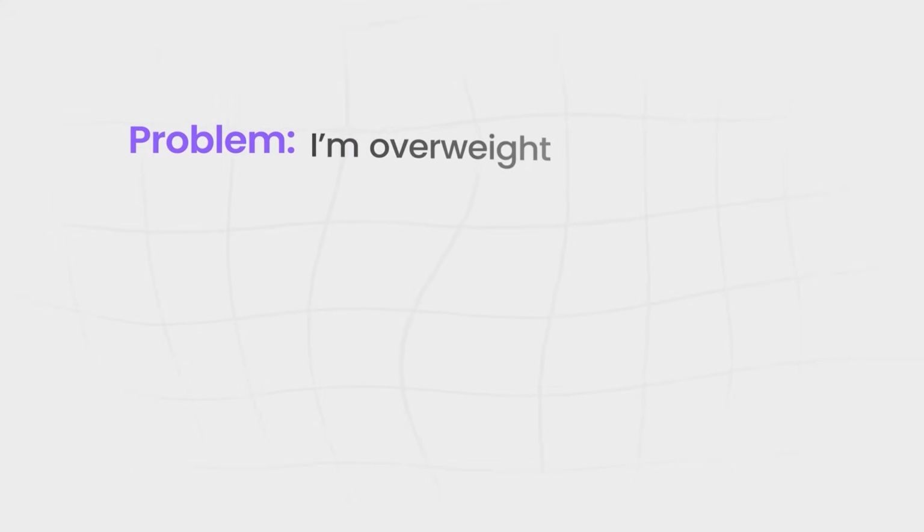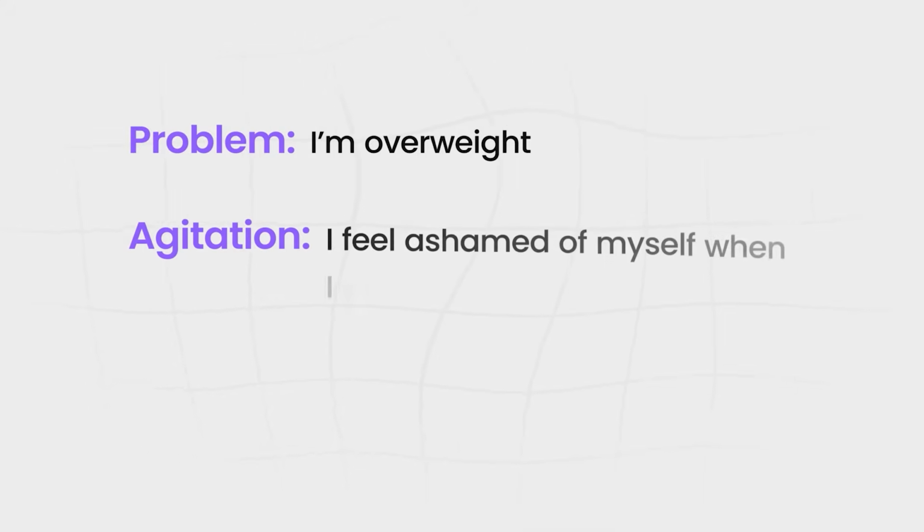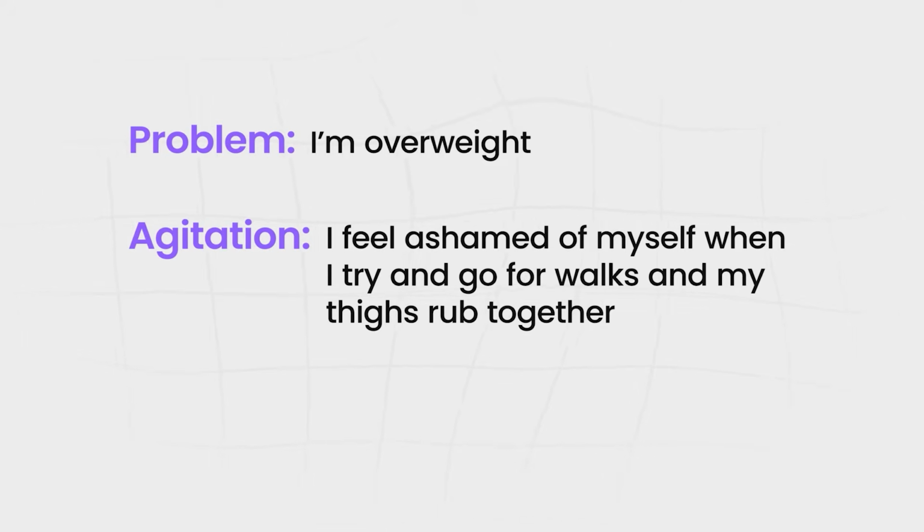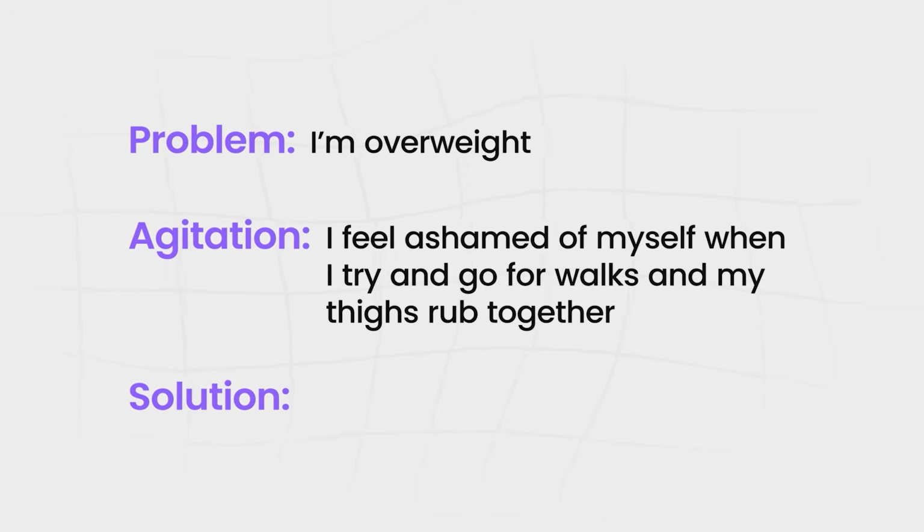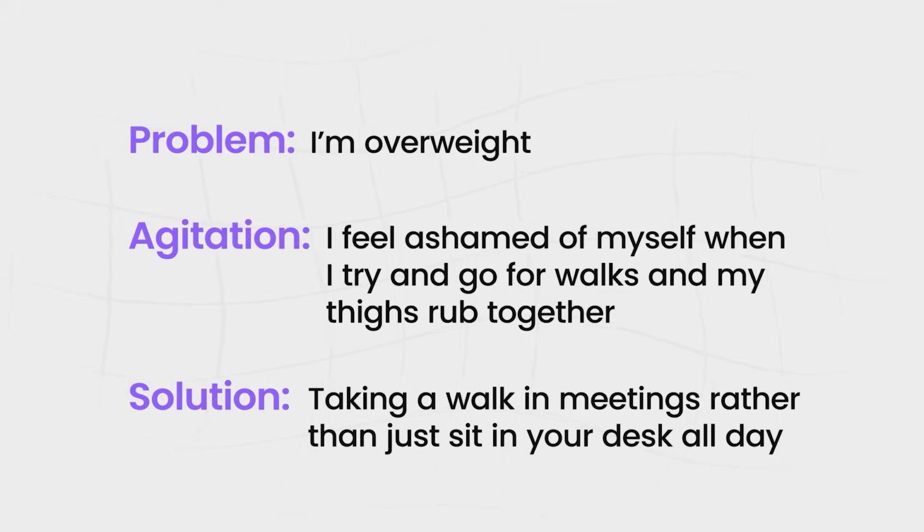The problem. We've already talked about how important it is to talk about your target audience's problems. Well, an example problem might be something like, I'm overweight. Agitation is then the pain associated with the problem. So the agitation could be something like, I feel ashamed of myself when I try and go for walks and my thighs rub together. It's something very visceral that makes people want to take action. And the solution is just very obvious. It's 1 to 3 ways of combating this. And ideally you want to keep it as simple as possible. So maybe in this example, it's taking walking meetings rather than just sitting at your desk all day.